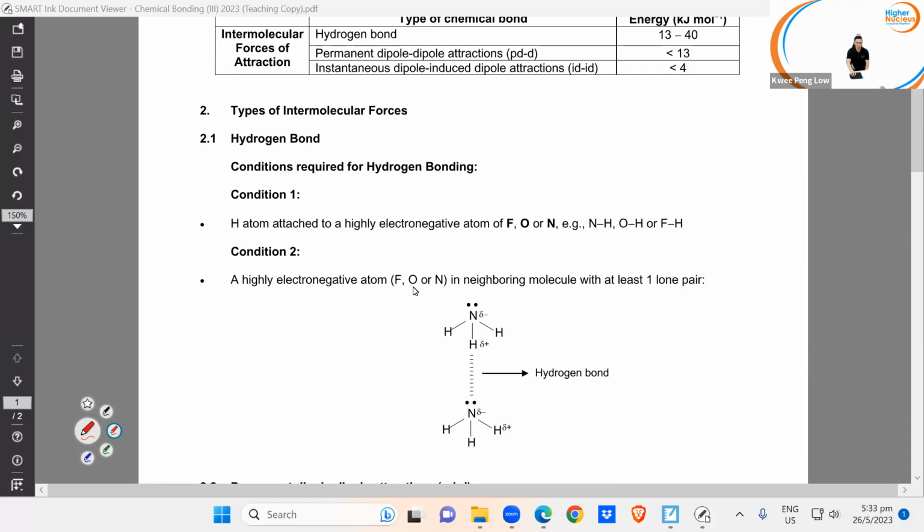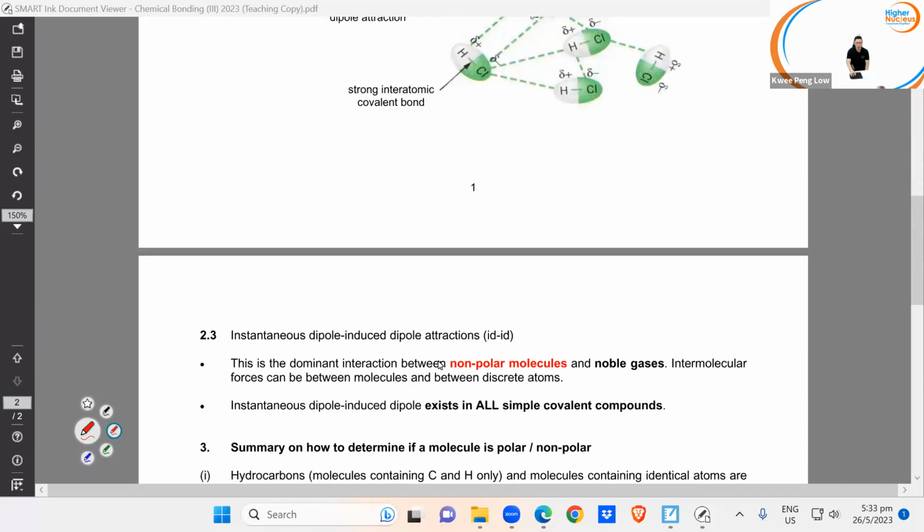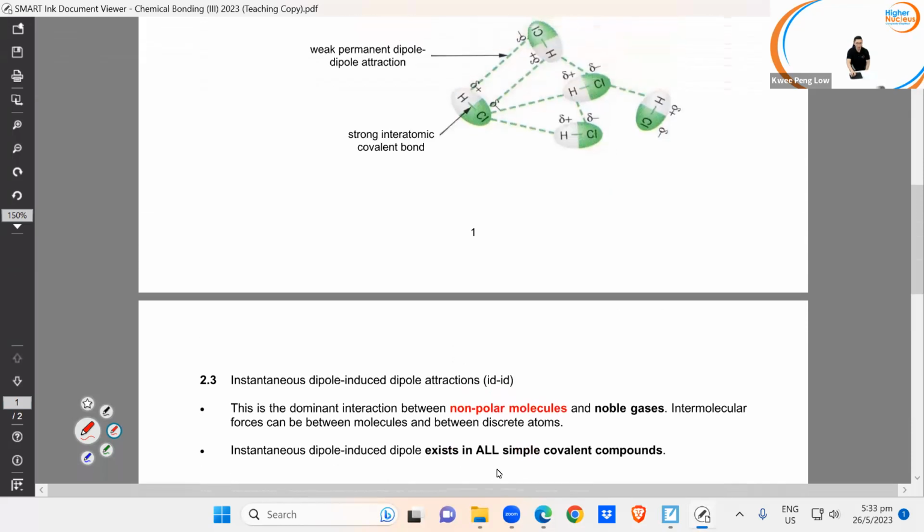Now, if no hydrogen bond is present, then you look for PDD or IDID. Now, PDD is found between polar molecules. On the other hand, IDID is found between non-polar molecules. So which comes to this part. Do you know how to differentiate polar from non-polar molecules? Okay, I know a lot of you got this issue.